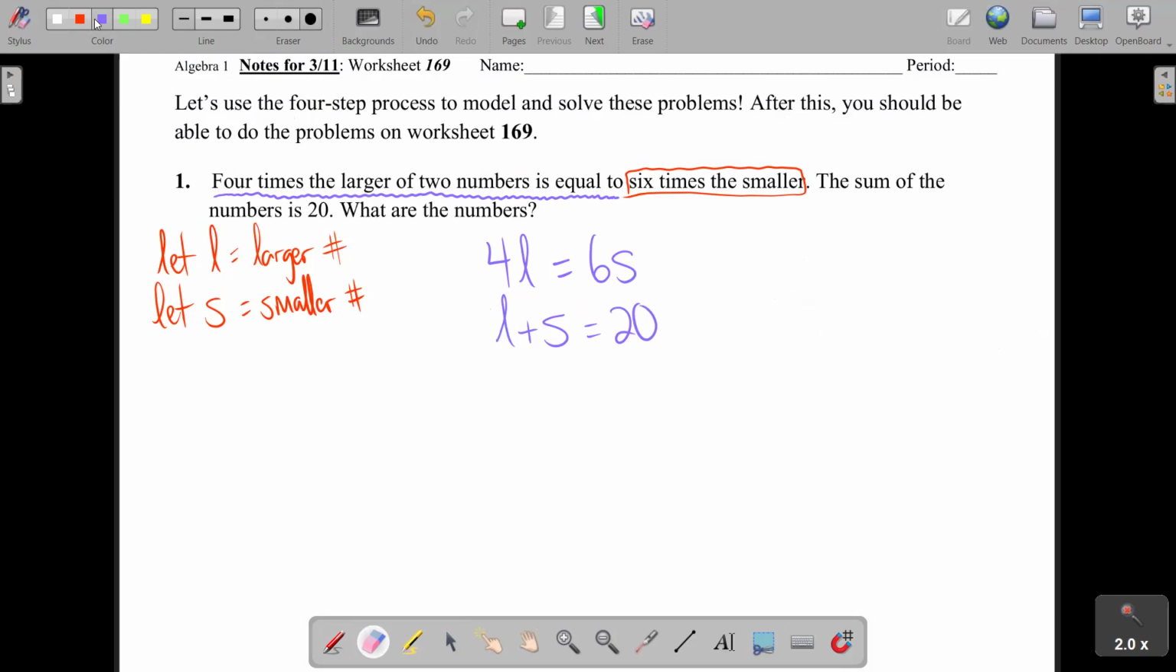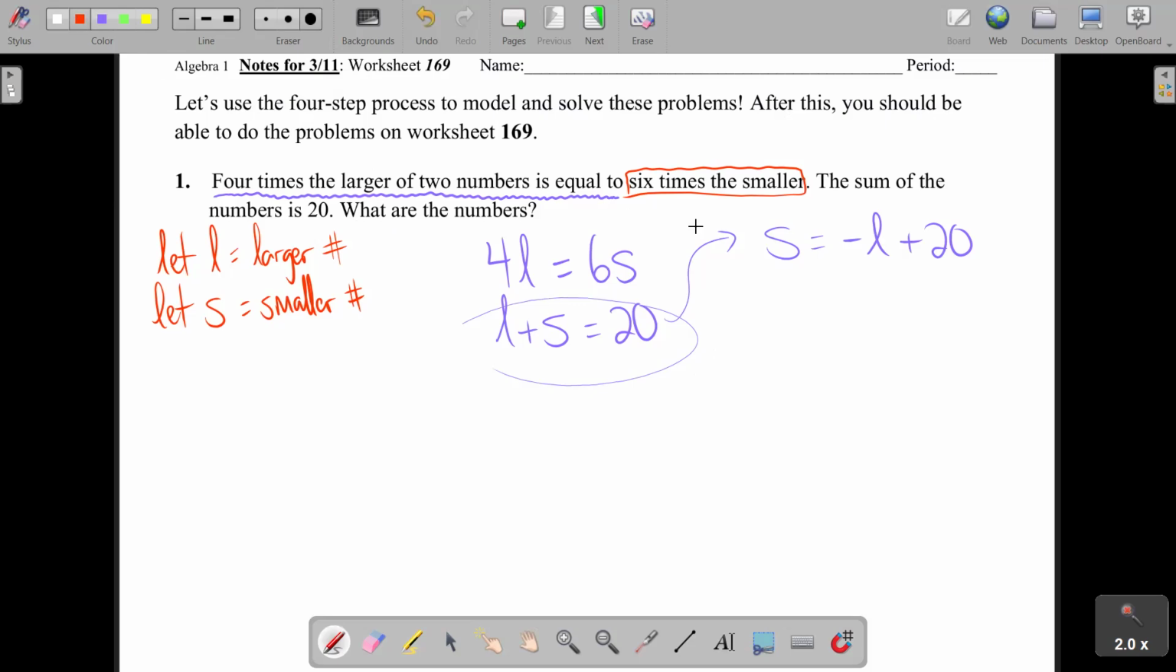So Joseph said, why don't we get S by itself? So we're going to take this equation, the bottom one, and let's isolate the S. So S equals what? Negative L plus 20. Huge. Okay. Remember, we just move things around. It's easy peasy. Move it across, make it negative, piece of cake.